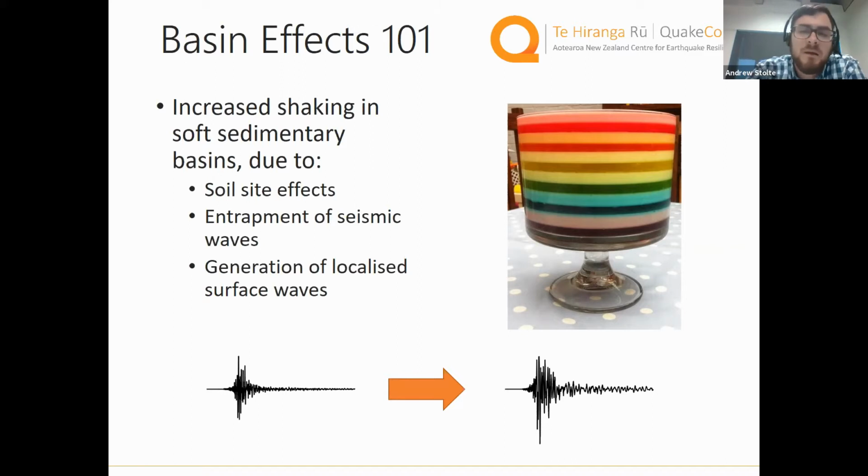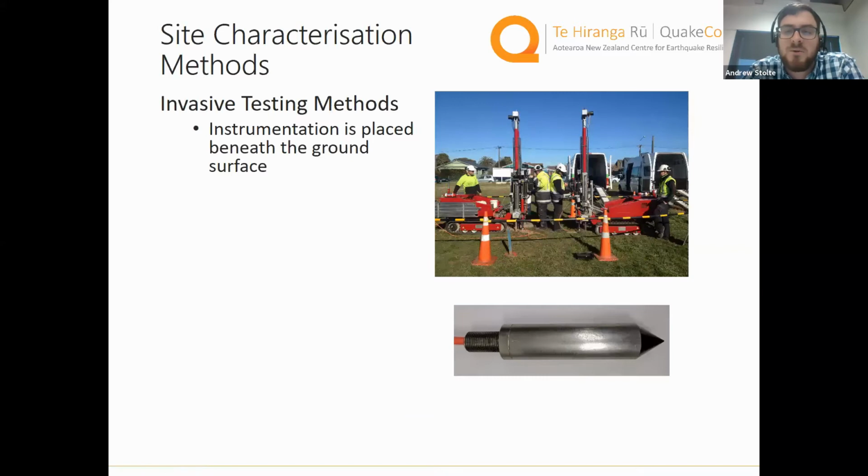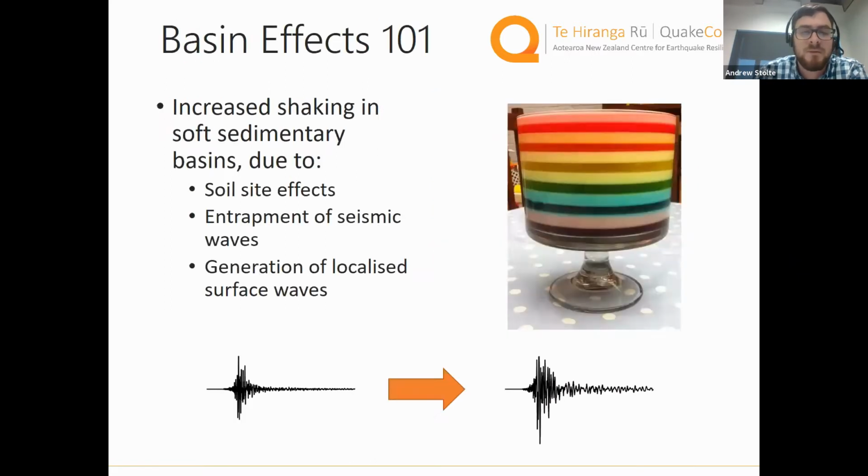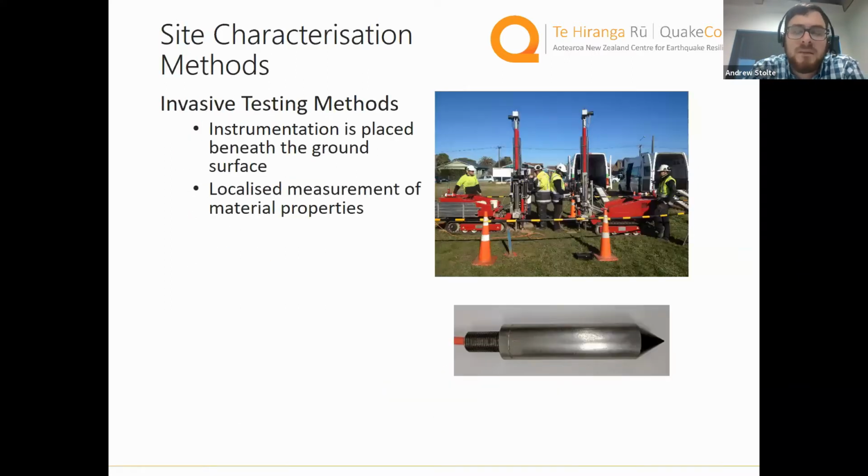So instead of just looking at ground recordings, let's try to actually understand why we're getting this increased shaking and characterize the soil so we can move forward and design buildings later on. So the easiest method to do this is to actually look at what's going on in the jelly bowl or in the ground. And so the most common testing methods that we use are called invasive testing methods. This is where we put an instrument into the ground beneath the ground surface and look at the material properties. These types of methods generally give us localized measurements of the material properties.